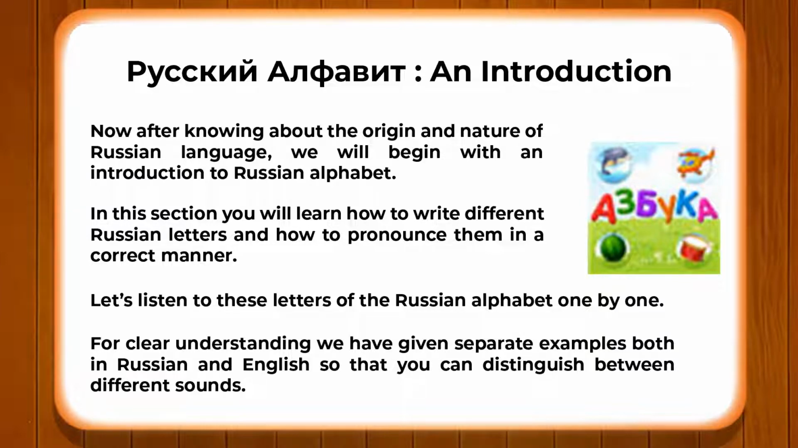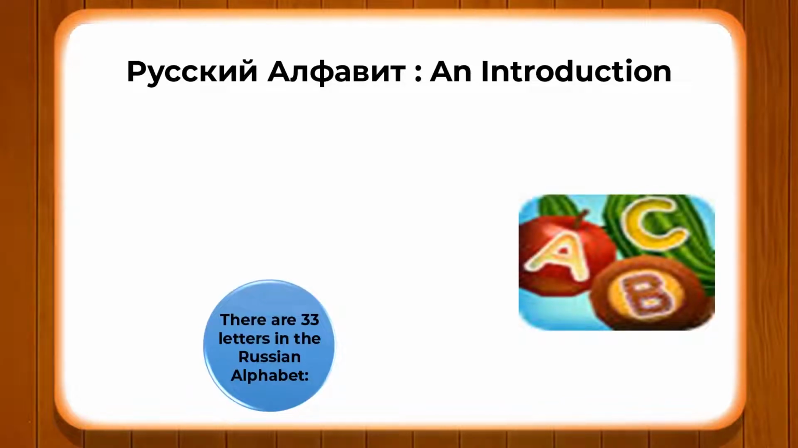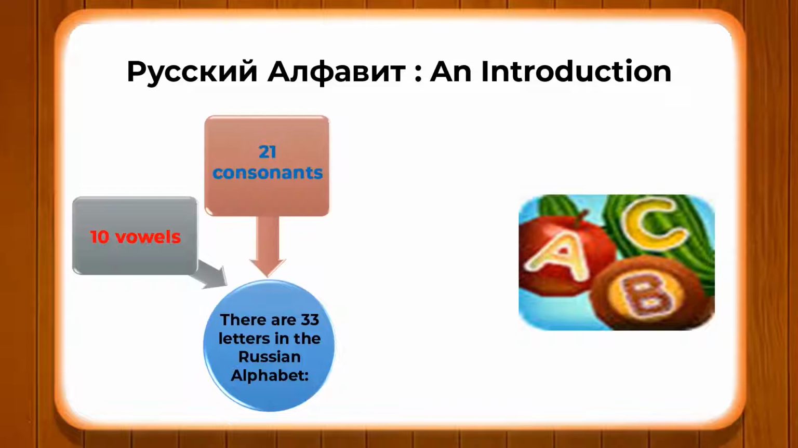For clear understanding, we have given separate examples both in Russian and English so that you can distinguish between different sounds appropriately. Now, let's go to the letters one by one. As we have discussed, there are 33 letters in the Russian alphabet: 10 vowels, 21 consonants and 2 signs. You can also see that these letters have been marked with different colors so that you can distinguish whether they are consonants, vowels or signs. Now, we will be discussing these letters one by one.